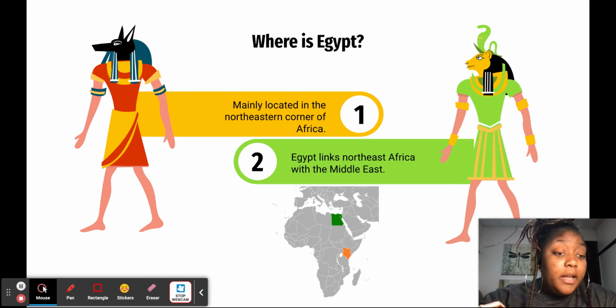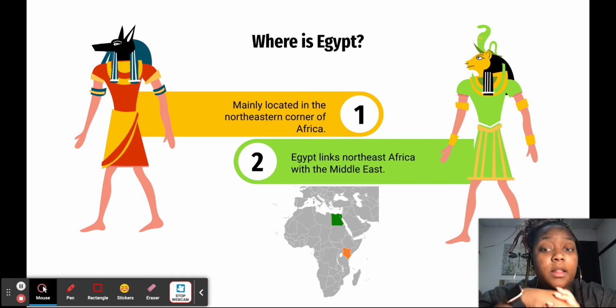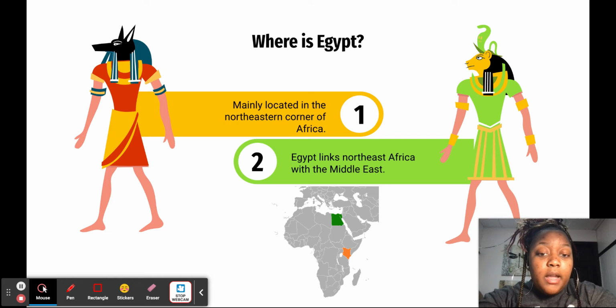Where is Egypt? Egypt is mostly located in the northeastern corner of Africa. Egypt is what links Northeast Africa with the Middle East. So you see this huge gray area with the green and orange, that is Africa. The green area is Egypt. Egypt connects Africa to the Middle East.